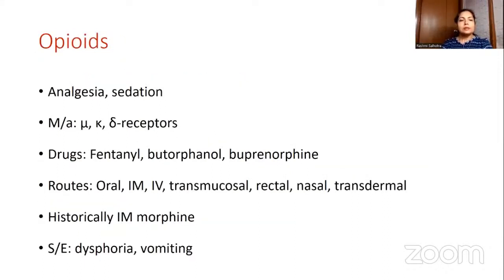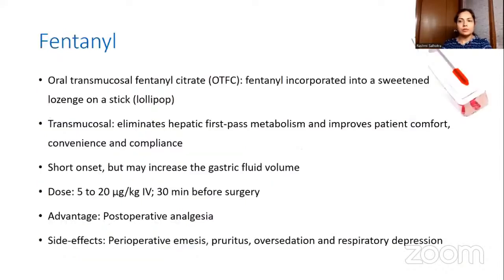Coming on to the opioids, they are good for providing analgesia and sedation. They act by mu, kappa, and delta receptor agonism. The commonly used drugs are fentanyl, butorphanol, buprenorphine, and traditionally morphine was also used. They can be used by any of the routes discussed previously, and side effects are dysphoria and nausea and vomiting, which can be very disturbing at times.